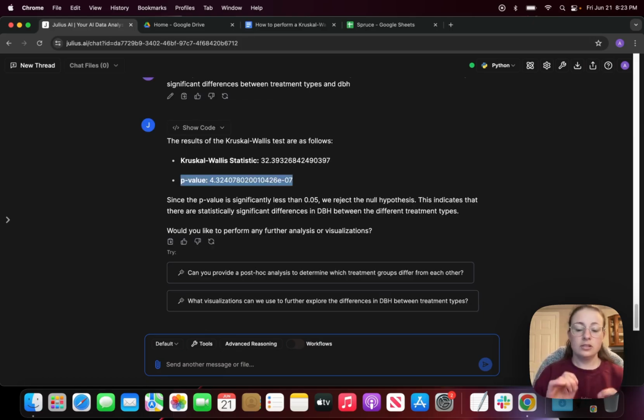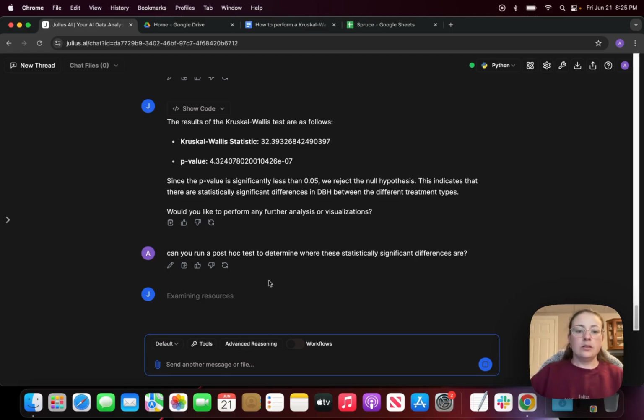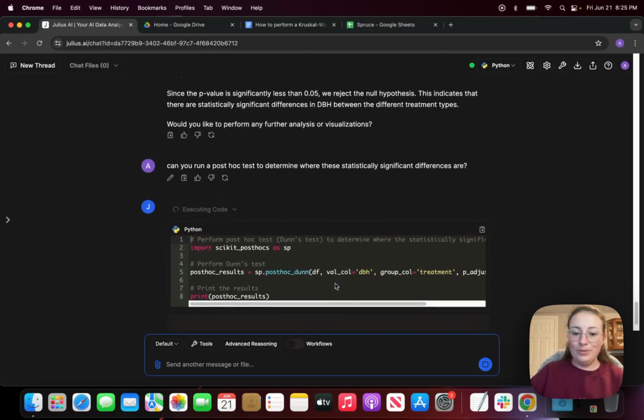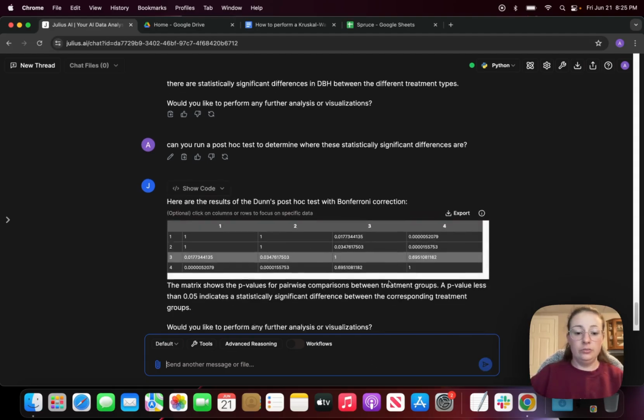Like the ANOVA, the Kruskal-Wallis does not tell us where exactly these differences lie. So we have to do what is called a post hoc test for this as well. So we're in just a minute. So Julius probably, yeah, okay. Julius picked the Dunn's test, like I kind of figured it would.